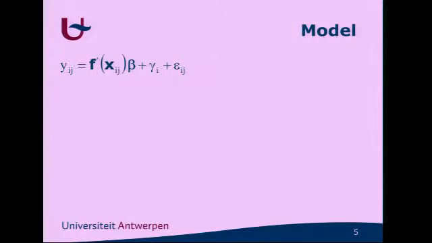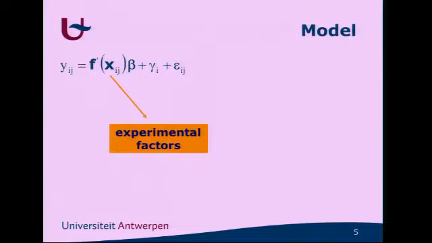f(x_ij) times beta is the first component. In this first component, x_ij gives the levels of the experimental factors at the jth run in the ith block. And as I said in the beginning of the talk, f(x) is a polynomial expansion, and the polynomial expansion I will use in this presentation is the expansion we need for a full quadratic model. So f(x) basically leads to terms like an intercept, main effects, two-factor interactions, and quadratic effects.